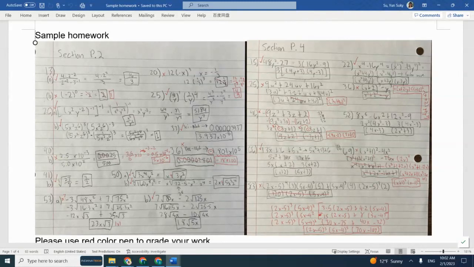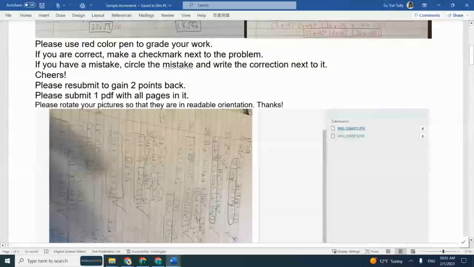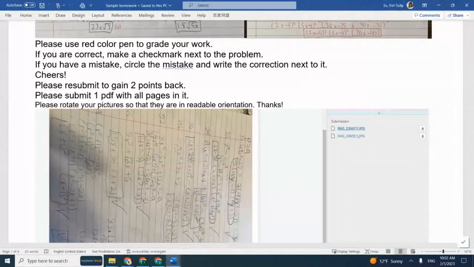Okay, everybody? Then let's see. For some of you, you forget to put a check mark. If you don't put a check mark, I don't know whether you have checked the problems. So for every problem, if you have checked it, put a check mark so I know. And if you make a mistake, circle the mistake and write the correction next to it.